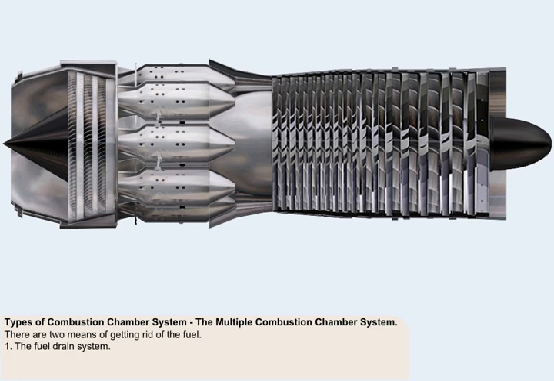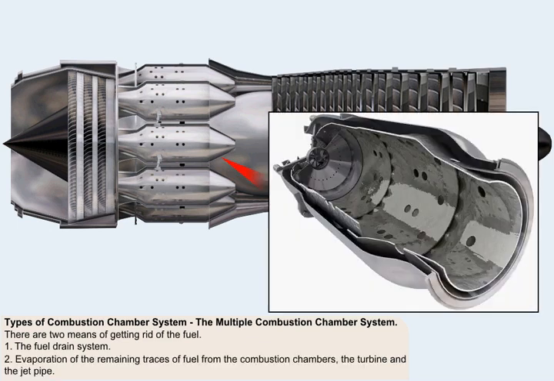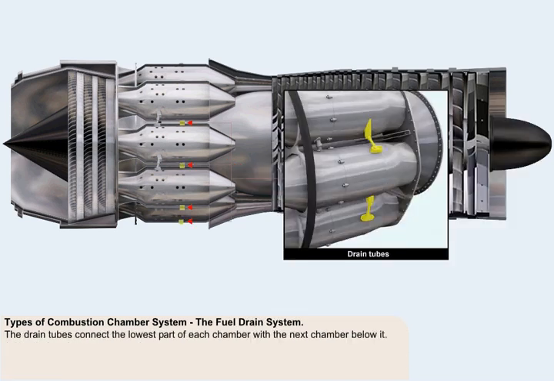Two means of getting rid of the fuel are open to us. First, the fuel drain system, and second, a method of evaporating the remaining traces of fuel from the combustion chambers, the turbine, and the jet pipe. The fuel drain system utilizes the drain tubes which connect the lowest part of each chamber with the next chamber below it.